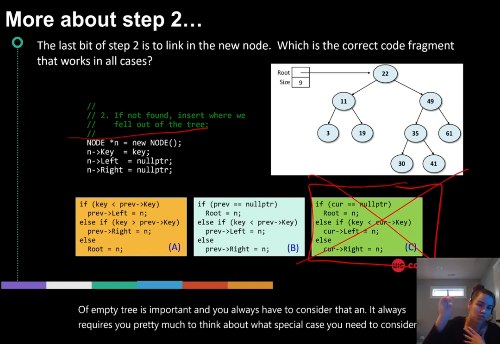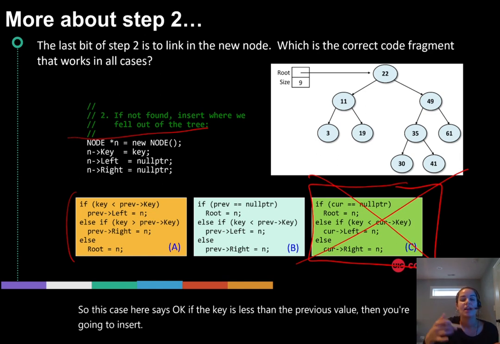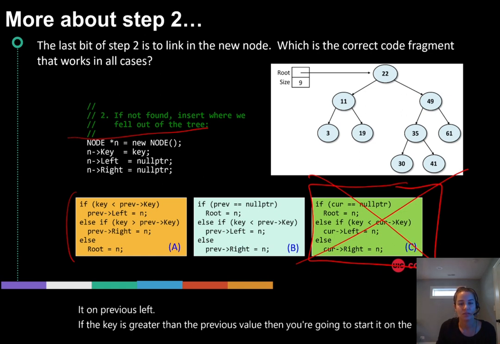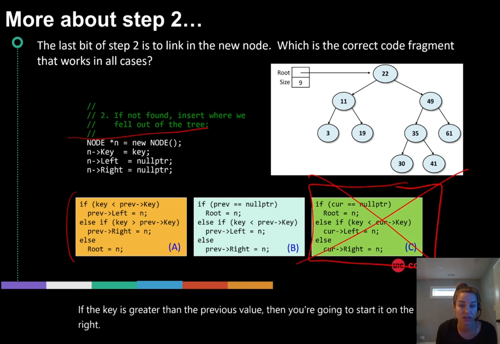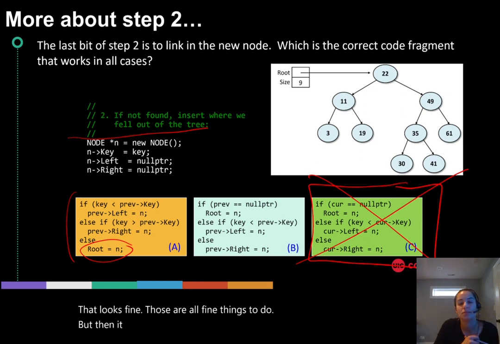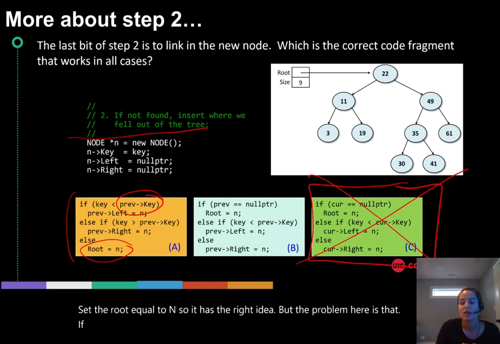So this case here says, okay, if the key is less than the previous value, then you're going to insert it on prev's left. If the key is greater than the prev's value, then you're going to insert it on the right. That looks fine. Those are all fine things to do. But then it says otherwise, set the root equal to n. So it has the right idea, but the problem here is that if prev is null, which is what the case will be if you have an empty tree.